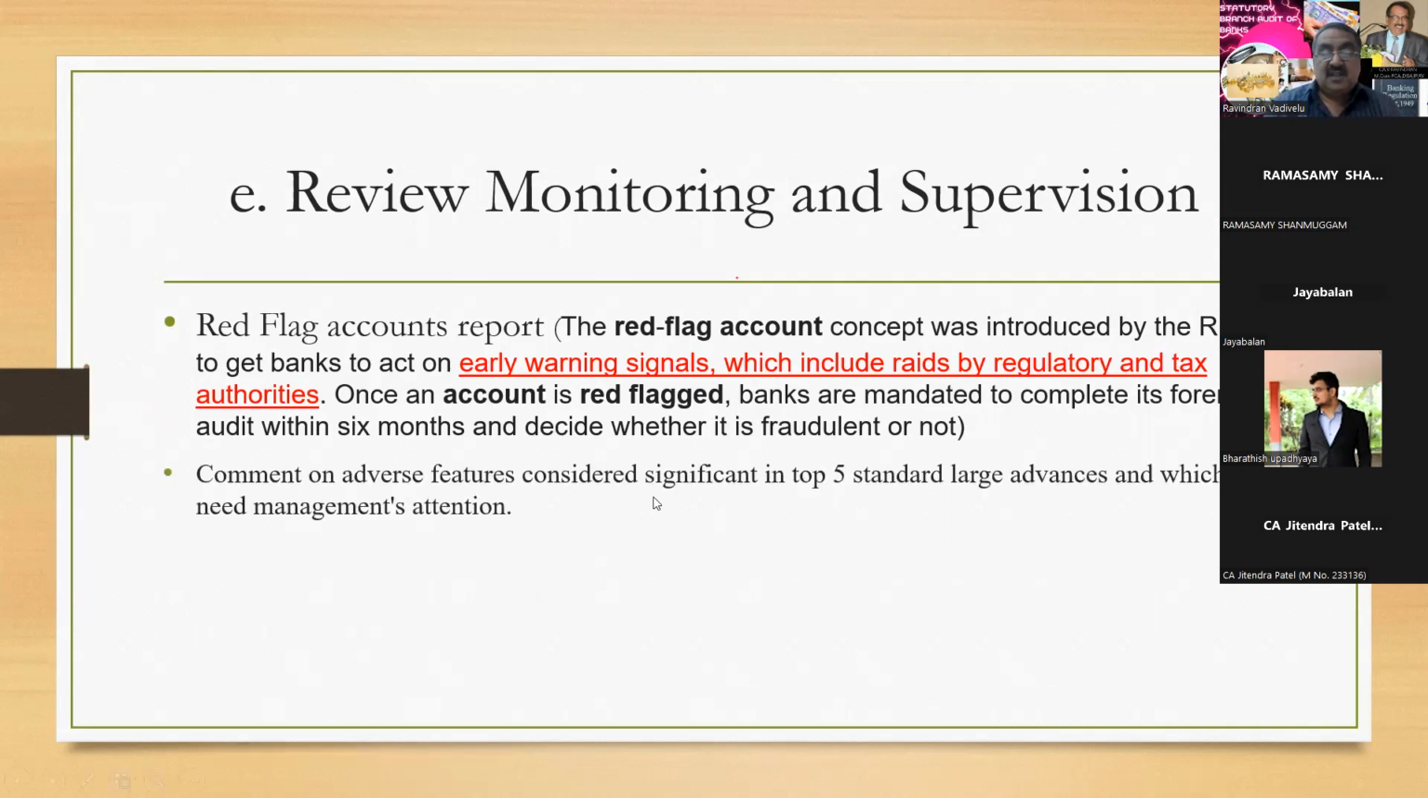Comment on adverse features considered significant in the top 5 standard large advances. That means it's an indirect direction to the auditors. You are not supposed to see only the NPA accounts. You have to see the top 5 large advances, even though they are standard, and do the audit. What is called the top 5 large advances? In that LFAR, we have seen 10% of the total funded and non-funded advances. You have to take the top 5, and if they are standard, you have to go through the accounts closely. If there are any adverse features that you notice in those standard accounts, you have to report it in your LFAR.